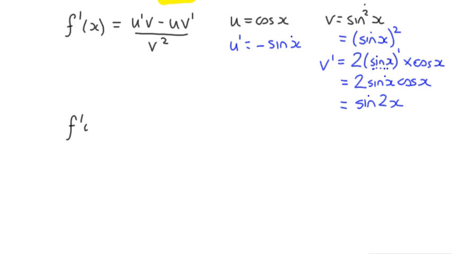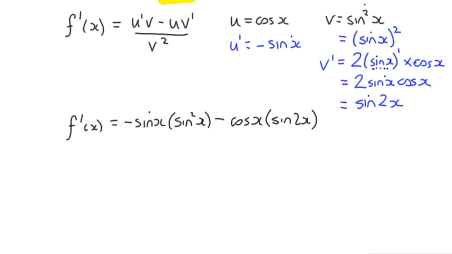So the derivative we're looking for is u dash, negative sine x, multiplied by v, which is sine squared x, minus u, which is cos x, multiplied by v dash, which is sine 2x, all over v squared. Well, I'll just write it down. That is one thing we can simplify. I'll write it down like that just now.